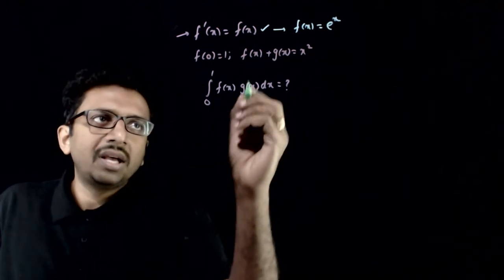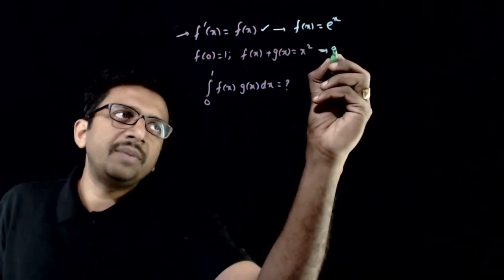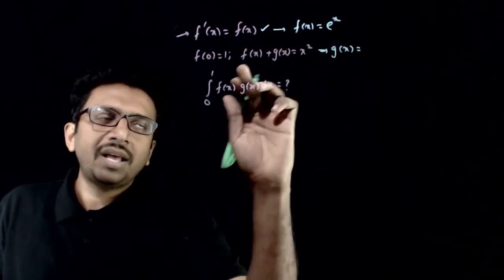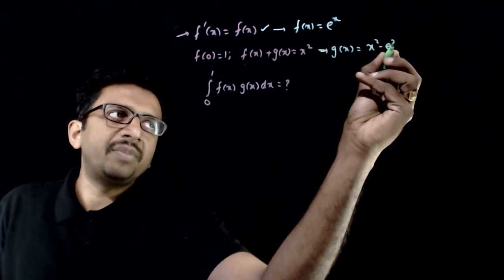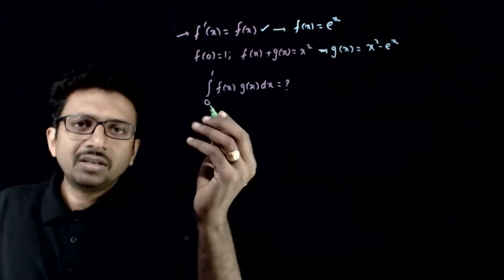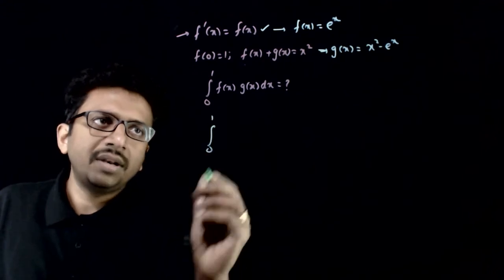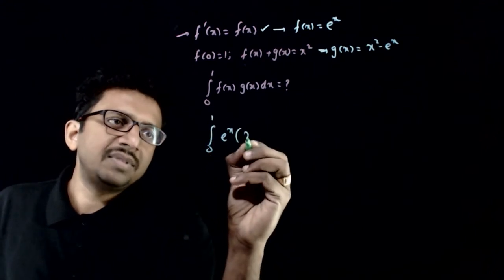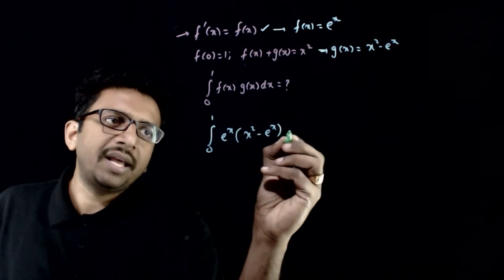exactly e power x. And f of x plus g of x is equal to x square implies g of x is nothing but x square minus e power x. So you're asked to find integration 0 to 1 f of x times g of x, that is e power x times x square minus e power x dx.